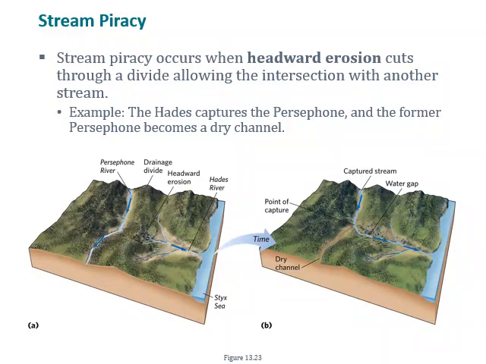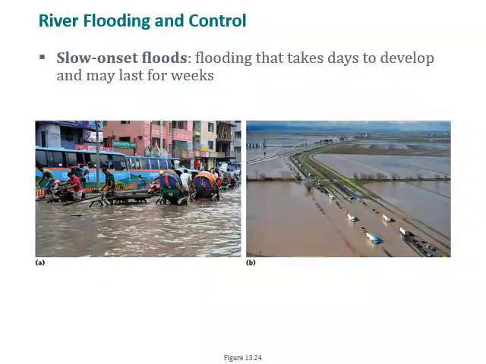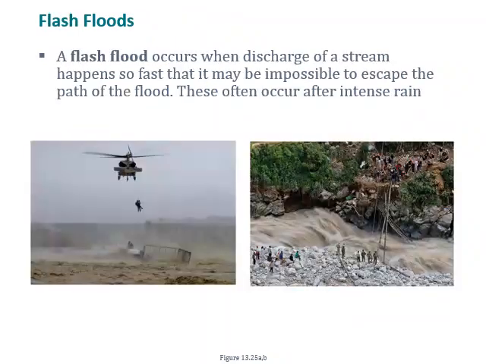Now we'll discuss river flooding and control. Slow onset floods are floods that take days to develop and may last for weeks. Flash floods occur when discharges of a stream happen so fast that it may be impossible to escape the path of the flood. These often occur after intense periods of rain.